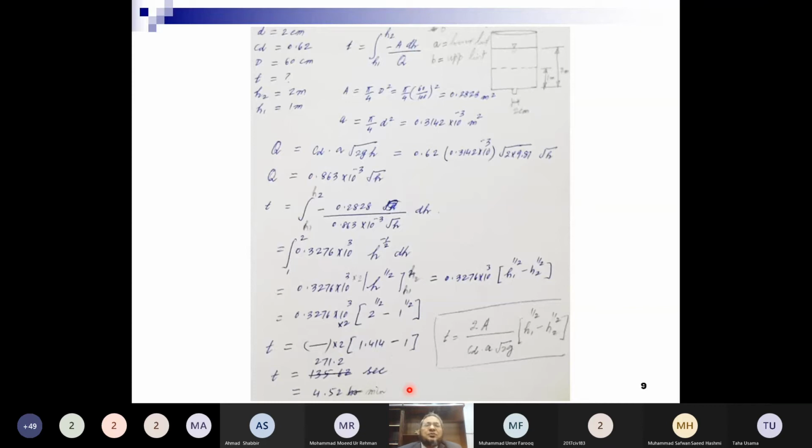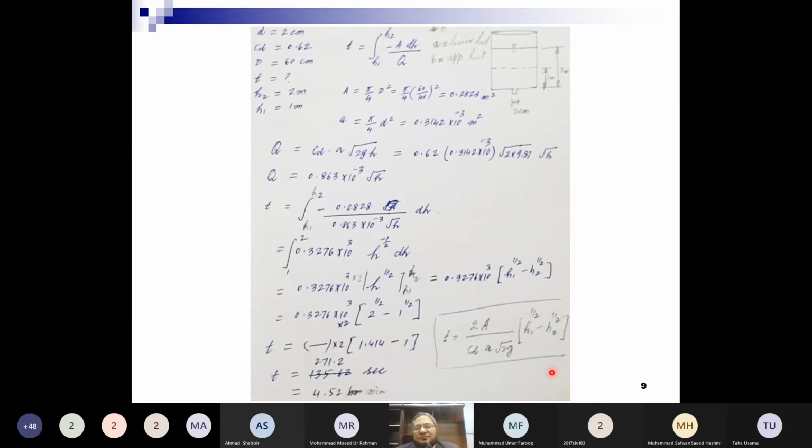So this is the solution of the problem. The time taken to lower this water level from 2 meter to 1 meter in the reservoir would be 4.5 minutes. Any question in this problem? No, sir. Okay. The same problem you can also solve directly with this equation, which we can derive in the same way as we are solving this numerical.